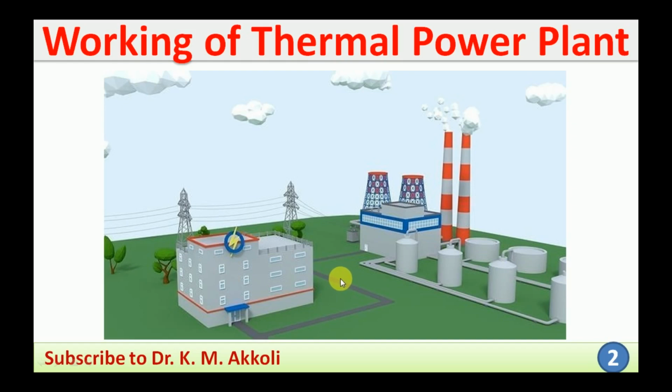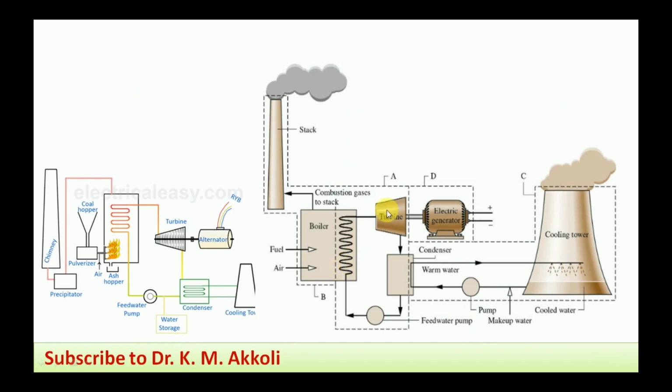Then if that steam is expanded through a turbine, the turbine runs and converts the heat energy content in the steam into mechanical energy. Then that mechanical energy is converted into electrical energy by connecting it to an electrical generator. Now I will discuss how the working actually takes place.